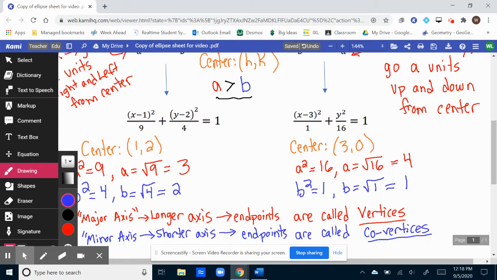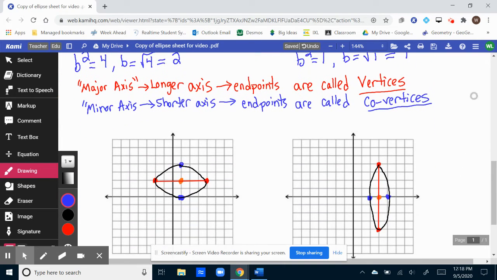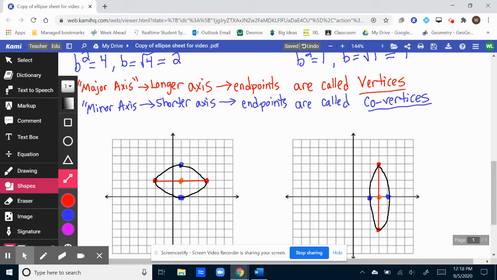Now the minor axis would go the other way. So again, I'm going to use my shapes, my drawing tool, and I'm going to go in blue. My minor axis goes through the center and connects those 2 blue dots. So on the left, the minor axis is vertical. On the right, the minor axis is horizontal.